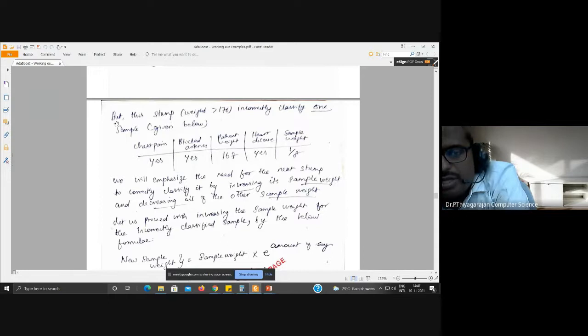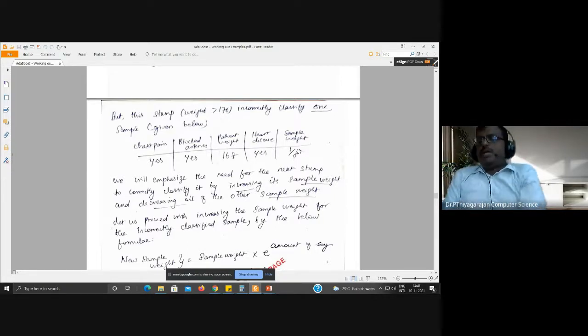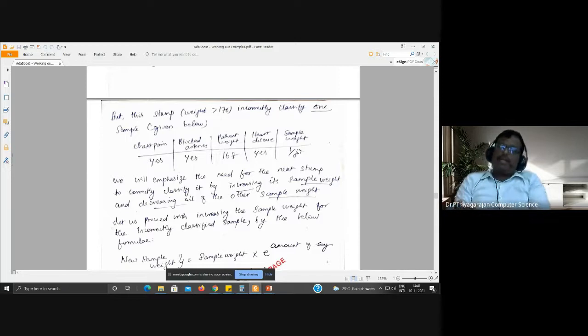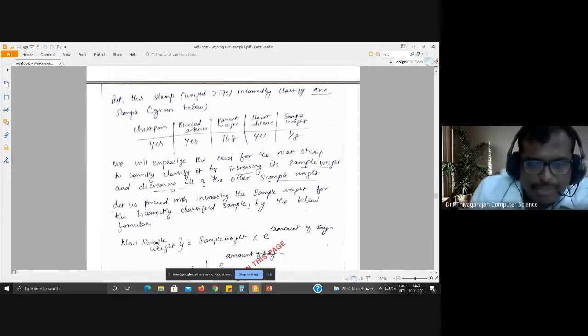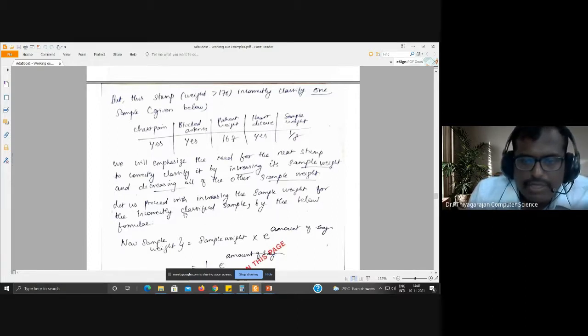In other words, we have to give due importance to the incorrectly classified sample, and for giving that importance we have to increase the sample weight. How will we increase the sample weight? That is what the next question will be. Only if we increase the sample weight will we be focusing on the incorrectly classified sample. But how will we increase it? Again, we have a formula for that. So let us proceed with increasing the sample weight for the incorrectly classified sample by the given formula.